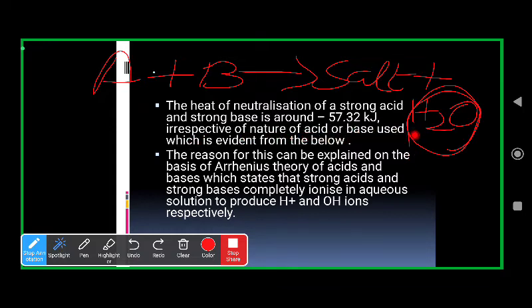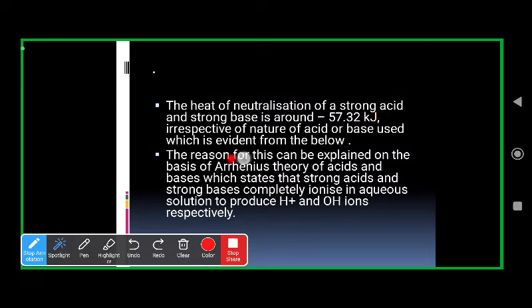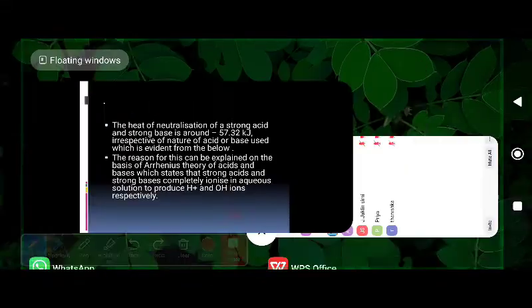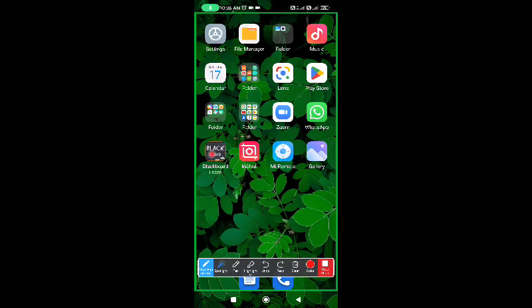Irrespective of nature of the acid or base, any acid, any base, if it is a strong acid and a strong base, then definitely the neutralization value is going to be minus 57.32 kilojoule. Now the reason for this can be explained on the basis of Arrhenius theory of acid and bases. The next year படிப்பீங்க, which states the strong acid and the strong base completely ionize in aqueous solution to produce H plus ions and OH minus ions. இப்போ இதை வந்து நான் அந்த பிளாக் போர்டில் வச்சு நான் போடுறேன்.